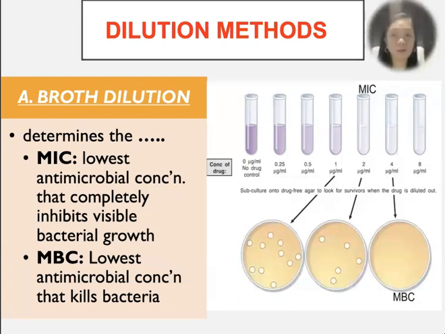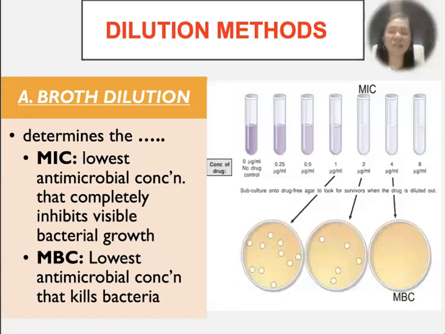So 8 micrograms, doon nag-positive. But you can go lower by twofold dilution. So 8, 4 micrograms, 2 micrograms, 1 microgram, 0.5, 0.25 micrograms. Okay? So, eto may mga nakadilute na dyan, iba't ibang concentration. Yung sinasabi natin 8, 4, 2, 1, yun yung microgram or concentration ng drug. Say ng penicillin. So, iba-iba.